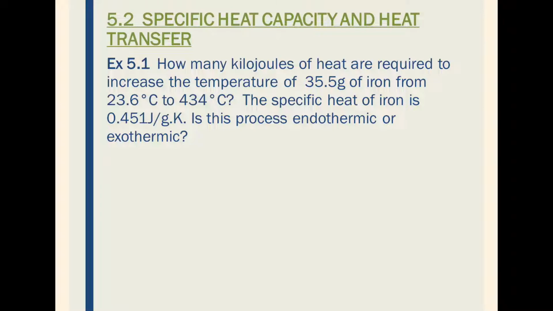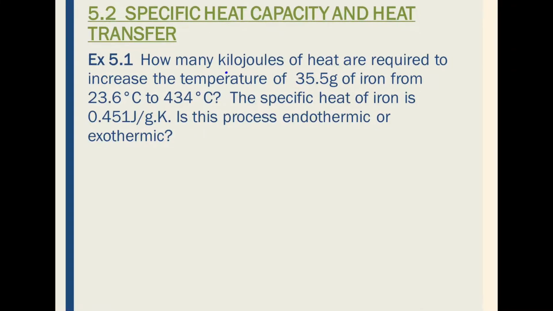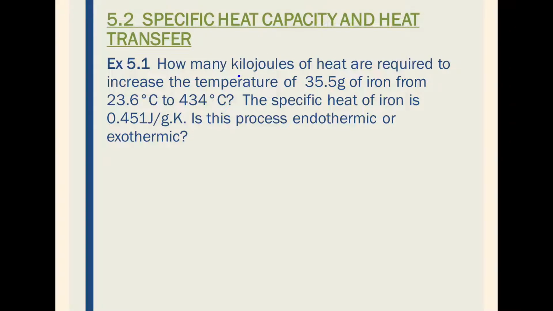Okay, so as I look at this, it says how many kilojoules of heat. If I'm trying to solve for an energy unit here, we are essentially looking at what is Q. So we're solving for Q. How many kilojoules of heat are required to increase the temperature of 35.5 grams? As soon as I see grams, I know that that's a mass. I have some temperatures here, so we've got my final and initial. If we're starting at 23.6 and going to 434, that's the final. And then it says the specific heat of iron is this. This is our C. And then it also asks, is this process endo or exothermic?